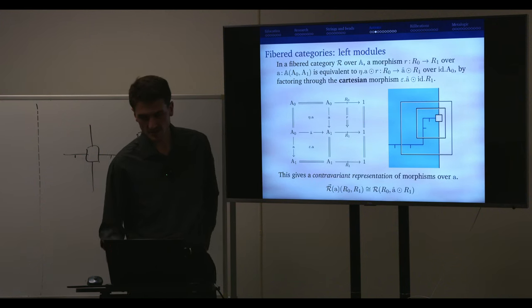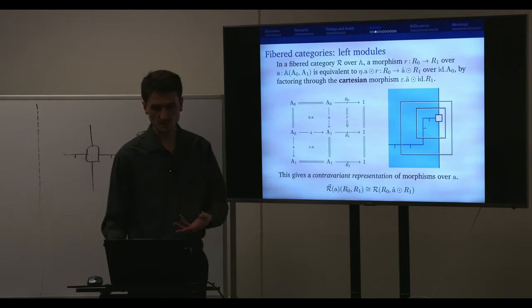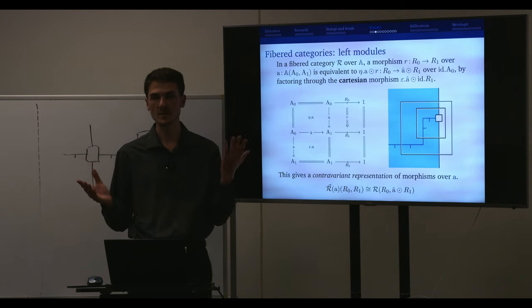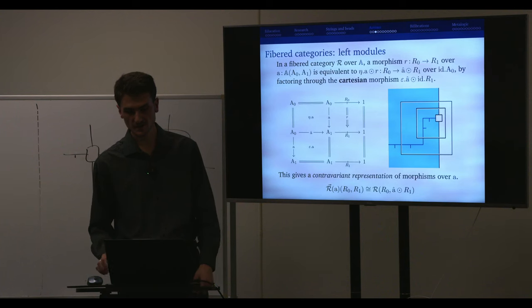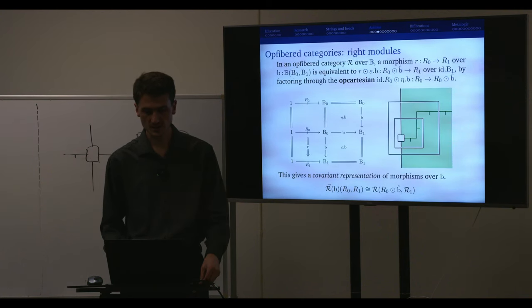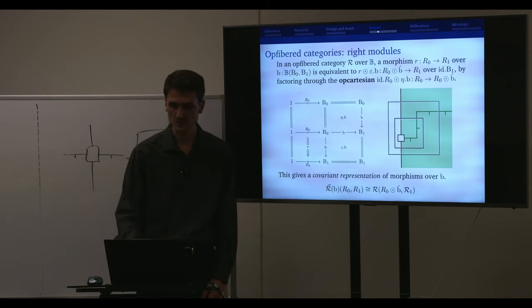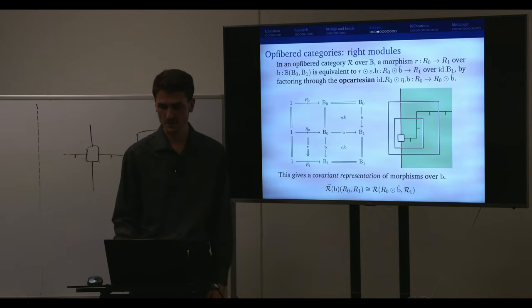Okay, so the idea is that Cartesian morphisms can be represented just by bending. That's all. The complicated definitions that you see for fibrations and opfibrations can be represented literally as just bending strings.